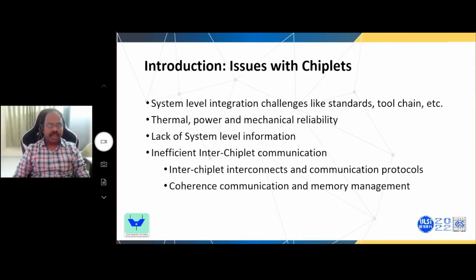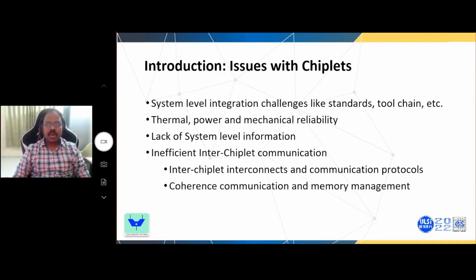While chiplet architectures provide significant advantages in terms of yield and scalability over monolithic architectures, they also come with their own set of challenges. These can primarily be categorized into system level integration, reliability issues, and communication within the chiplet architecture. The system level integration challenges pertain to implementation of standards, particularly when different dies are from different vendors, and tool chains for implementing such architectures or evaluating packaging technologies. They also require good knowledge on the part of the system designer regarding package technologies, as the implementation is tightly coupled to manufacturing and packaging technologies.